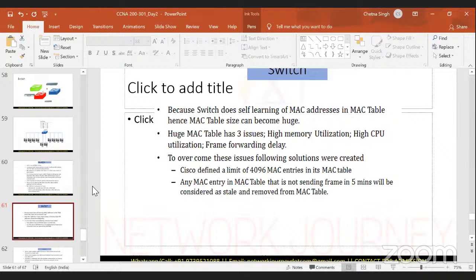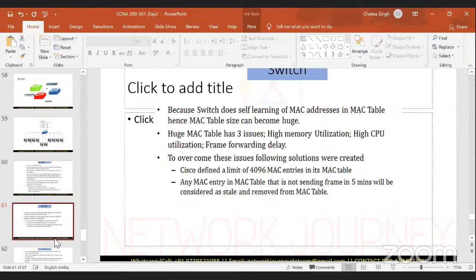So maximum 4096 entries, and a better solution was to keep a timer, and if a specific PC is not communicating, then flush that particular entry. So this is how the switch works. The switch MAC table and the switch forwarding decision, that is what we have understood.